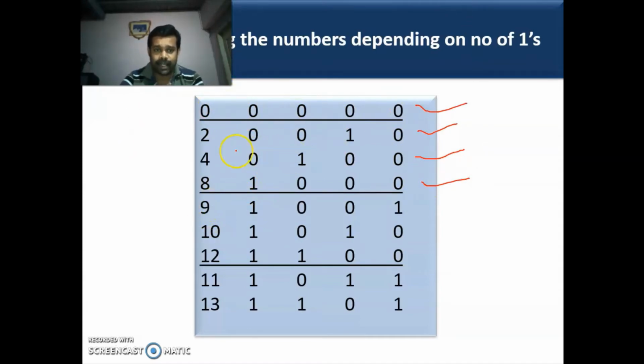After writing that, you put a line. Then we have written the numbers having only 1 one. We have put a line after that. Then we are writing the numbers having 2 ones. 9, 10 and 12 are having 2 ones. So we have written and we have put a line. Then we are writing the numbers having 3 ones. 11 and 13 are having 3 ones. So the second step is we have first converted the decimal numbers into binary, and then we are writing the numbers depending upon the number of ones we are having.